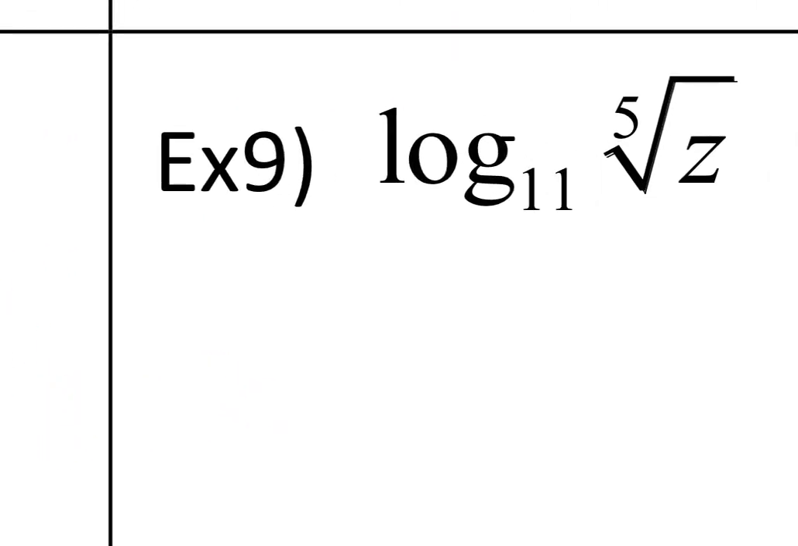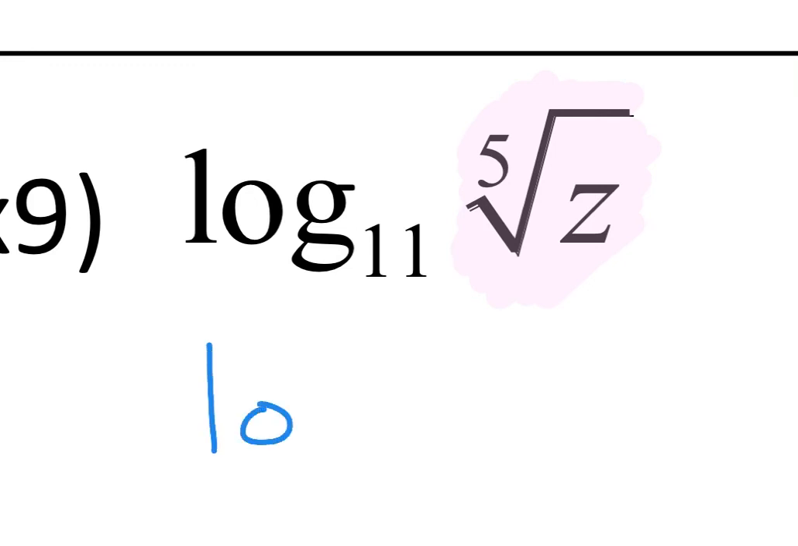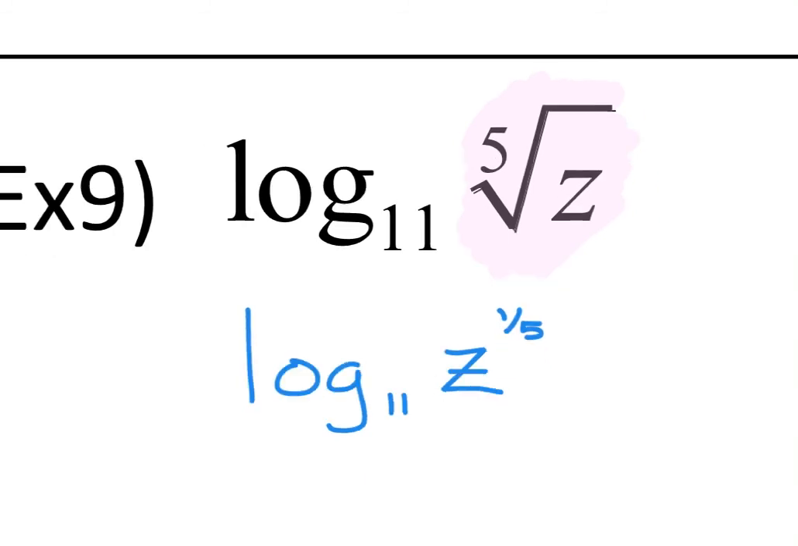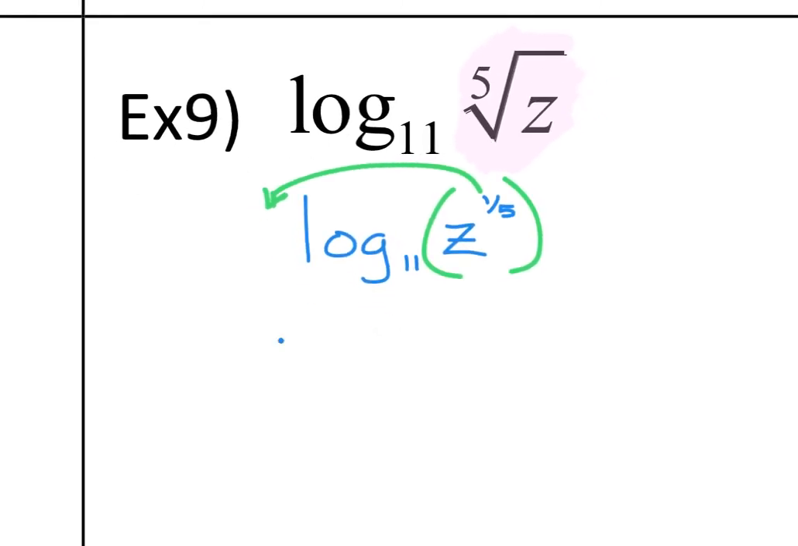So this is going to be 1/2 times log base 4 of y. And number 9 is similar. What I'm going to do to start with is rewrite the radical as z to the 1/5 power, 5 because it's the index here. So I've got log base 11 of z to the 1/5 power. And then again, I've got an exponent inside the argument of the logarithm, and so I'm going to write that as a coefficient. So 1/5 times log base 11 of z.